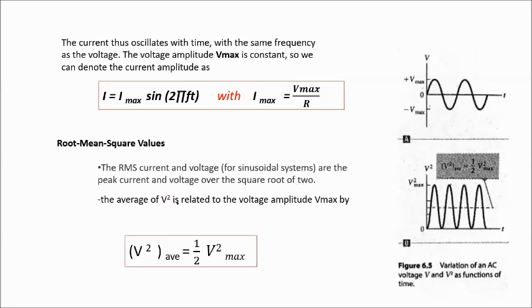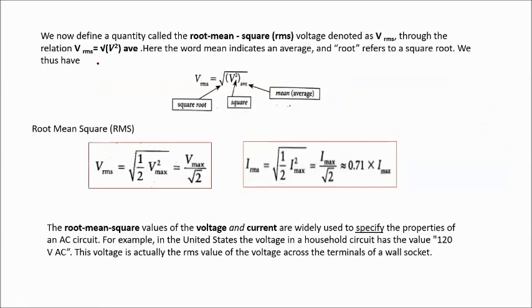So the average of V squared is related to the voltage amplitude Vmax by the equation. So V squared average is equal to 1/2 of Vmax squared. So we now define a quantity called root mean square voltage denoted by VRMS. Ito yung VRMS is equal to the square root of V squared average. For familiarization, we have the square root, average, square of the value.